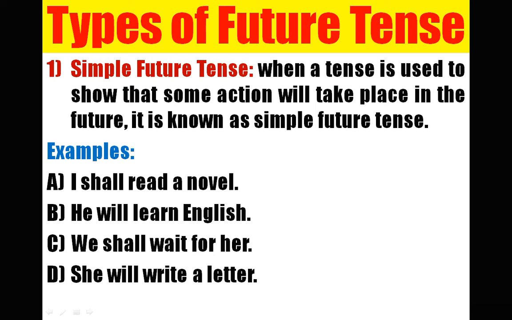I shall read a novel. He will learn English. We shall wait for her. She will write a letter. Shall read, will learn, shall wait, will write. All these are examples of a simple future tense.